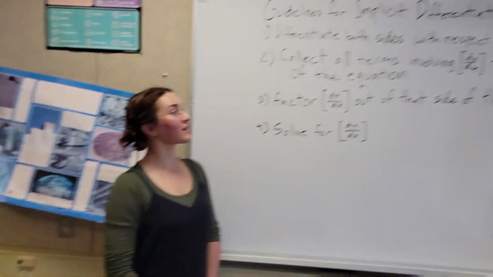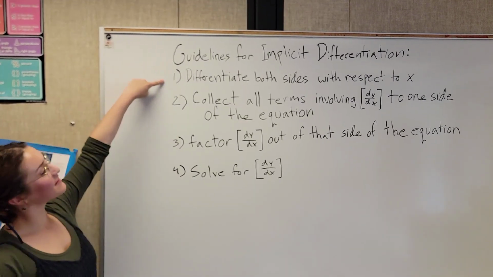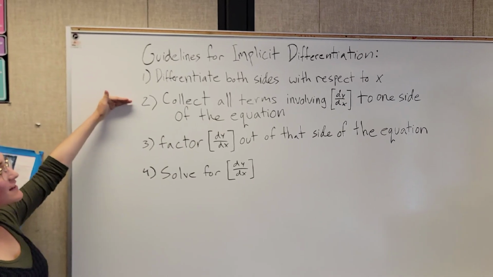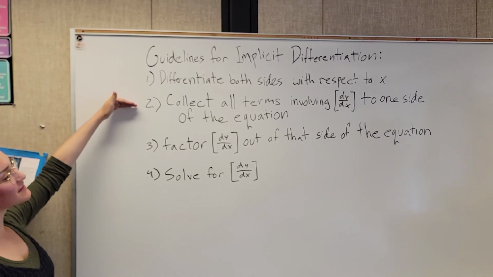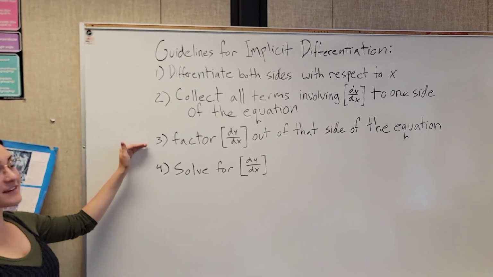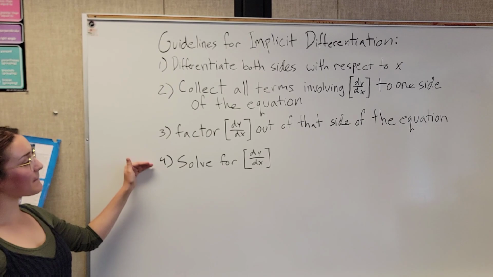Next, we have implicit differentiation. The first step to implicit differentiation is to differentiate both sides of the equation with respect to x. The second step is to collect all terms with that dy dx to one side of the equation. Next, factor that dy dx out of the side of the equation. And finally, solve for dy dx.